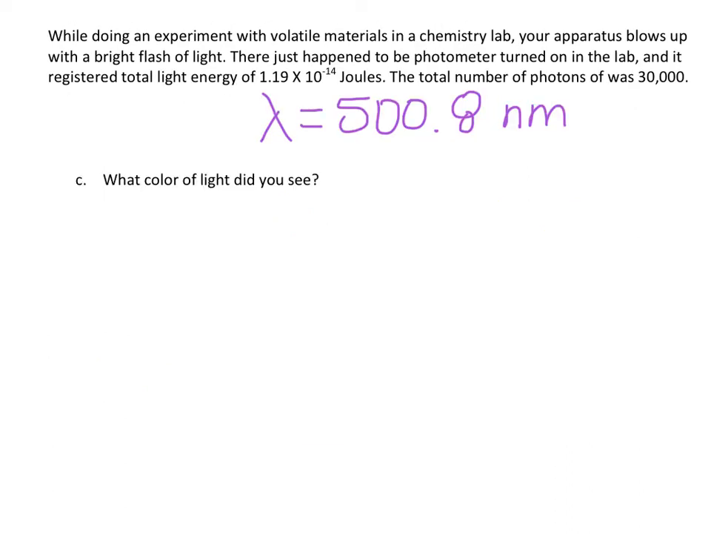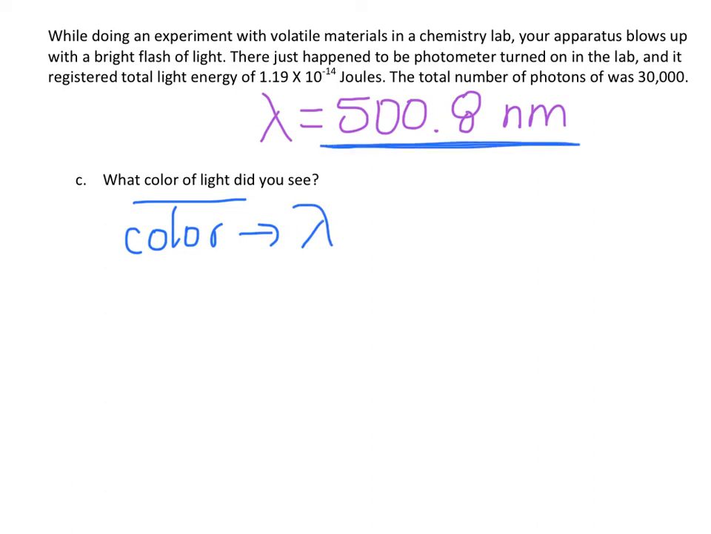Okay, so the last and final part, it wants to know what color of light did you see. Now, if you look at your light equations guide, in order to know the color, you need to know the wavelength. You need to have that number, and we actually found that already in part B. So what you need to do is look at your light equations guide and see what range this wavelength falls in, and that'll tell you what color. So let's go look at your light equations guide.